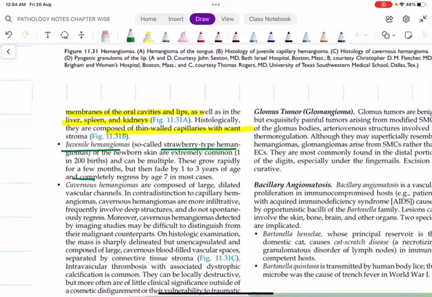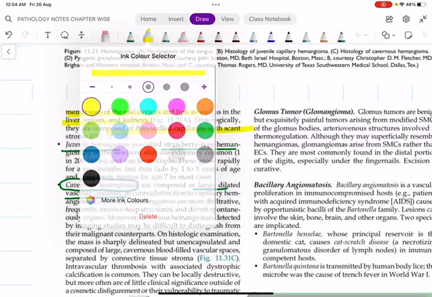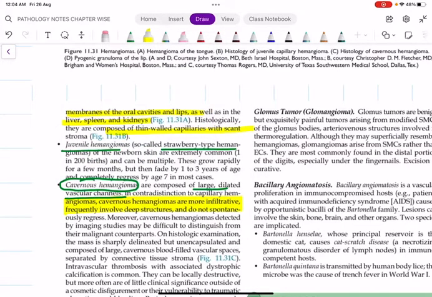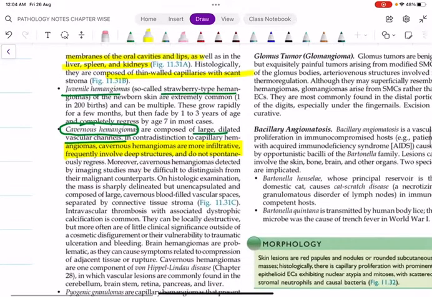Then we have something called cavernous hemangiomas. I have already told you cavernous hemangioma means it is composed of large dilated vascular channels. Am I right? Yes. And remember, in contrast to the capillary hemangioma, the cavernous hemangiomas are more infiltrative. They can involve the deep structures and they won't regress spontaneously. On histological examination, we can see large cavernous blood-filled vascular spaces which are separated by connective tissue stroma.